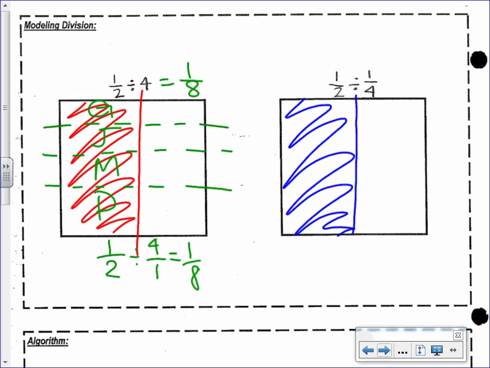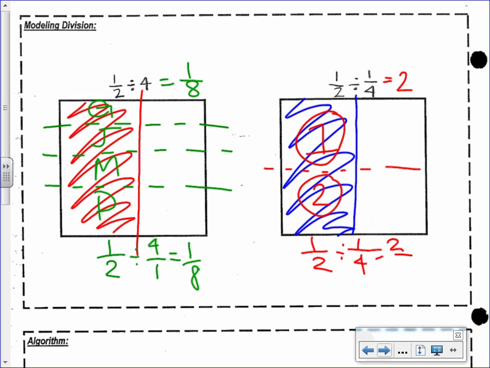Right, because a fourth plus a fourth is 2 fourths, and so we know that there's only 2 fourths in a half. Very good. So 1/2 divided by 1/4 is 2. Or you could say 1/2 divided by 1/4 equals 2 over 1, or 4 over 2, because 4 divided by 2 is 2, so either way you look at it.